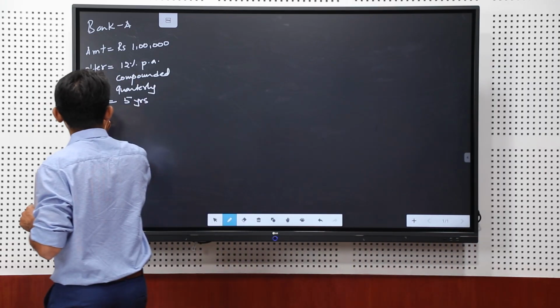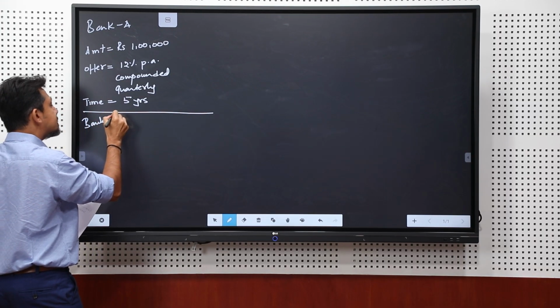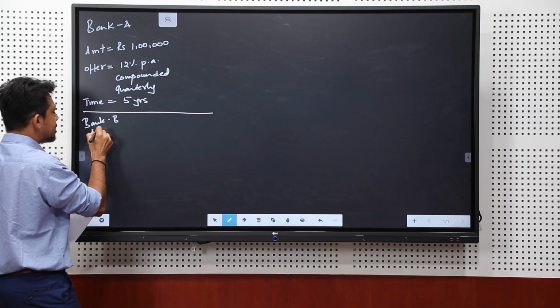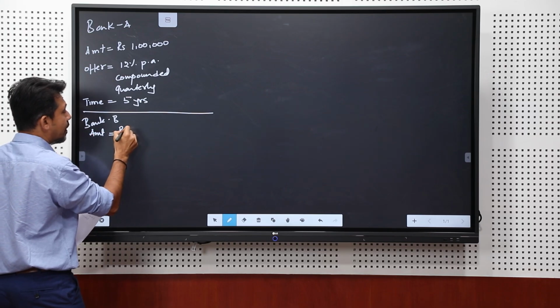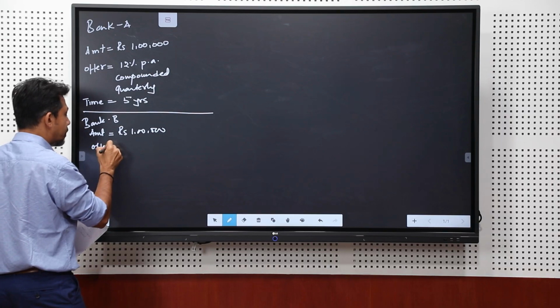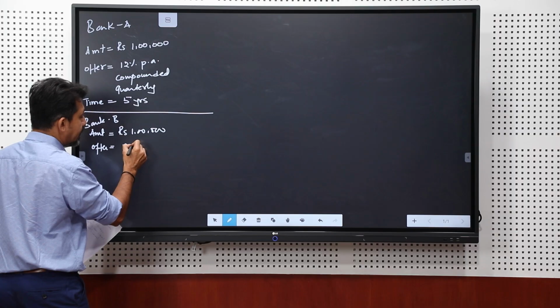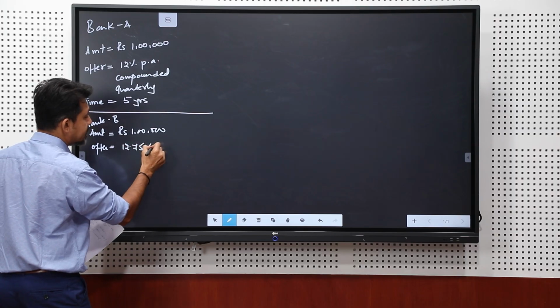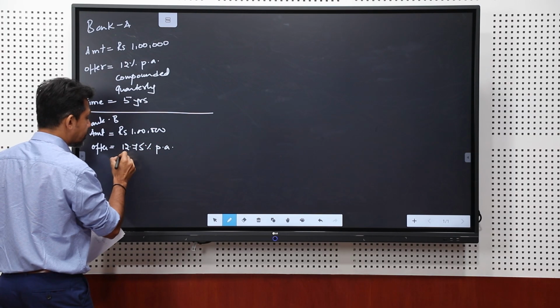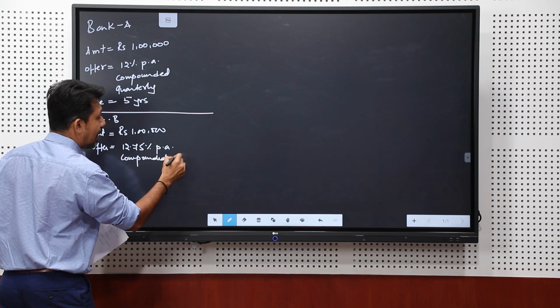When you go to bank B, the deal changes. Bank B says, all right, the amount remains the same, 1 lakh, and the offer is, let's say, 12% per annum compounded annually.